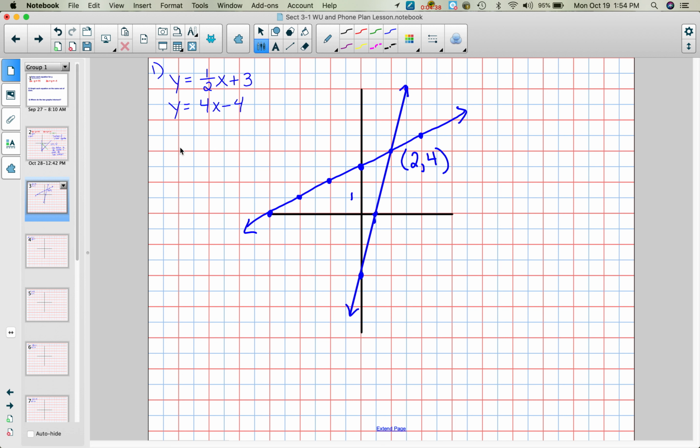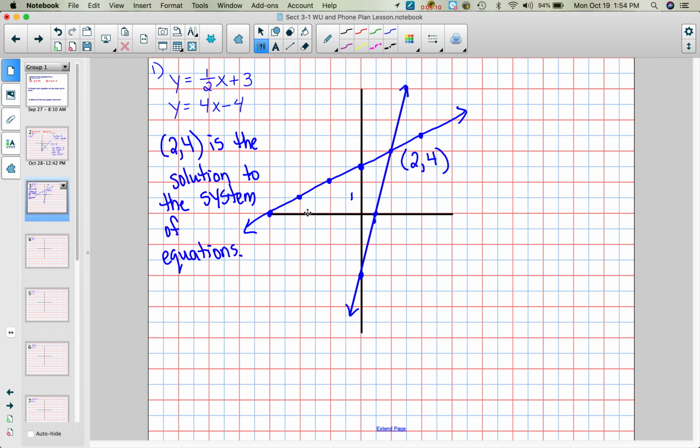So what that means is that 2, 4 is the solution to the system of equations. And you should be taking notes on your homework paper. So that means that if I plug in a 2 for x and a 4 for y into both equations, the equations will be true. Both equations will be true.